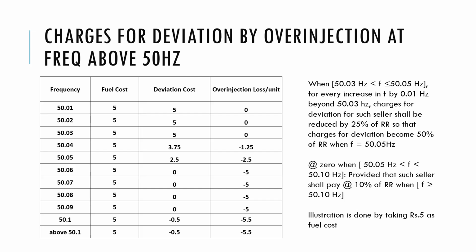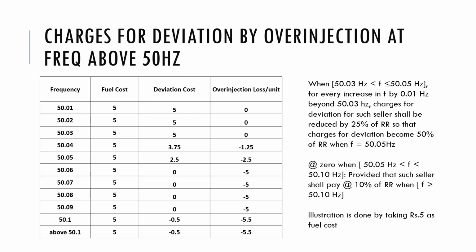But if the frequency rises to 50.04, then he will not receive 25% of his fuel cost. That is, he has to pay a 25% penalty of his fuel cost for over injection. Secondly, if the frequency rises to 50.05, the rate further rises to 50%, means that 50% of the fuel cost he has to pay as penalty. And if the frequency further goes beyond 50.05, in that case he has to pay 100% penalty. So the penalty is actually very steep here.